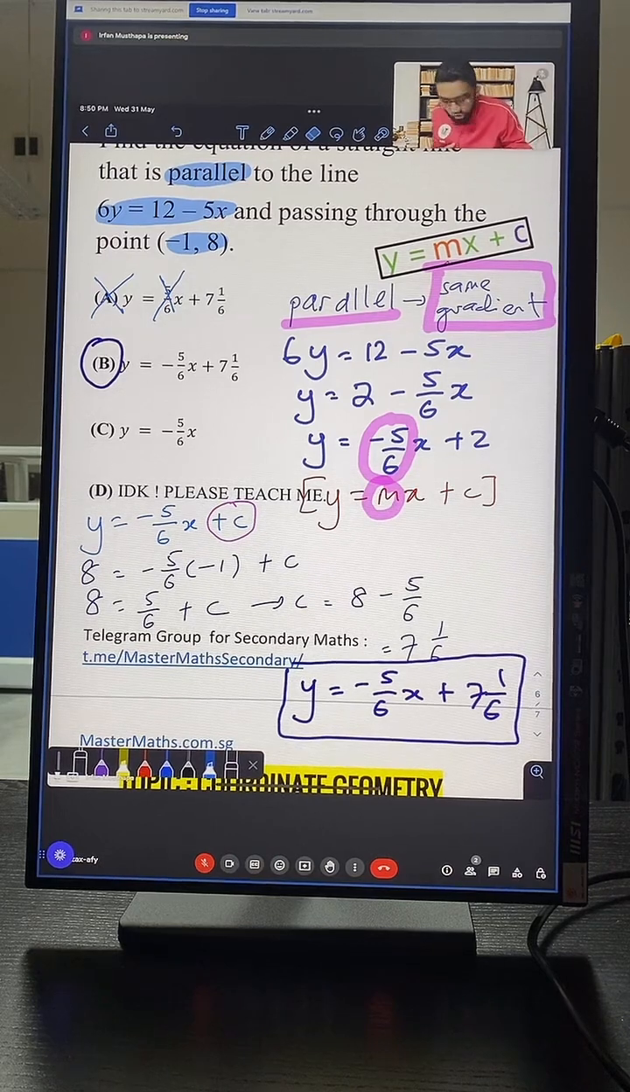Guys, those who just joined our live, we are doing coordinate geometry. My name is Coach Irfan from the MasterMaths Education Center. We are doing coordinate geometry today for secondary school mathematics.